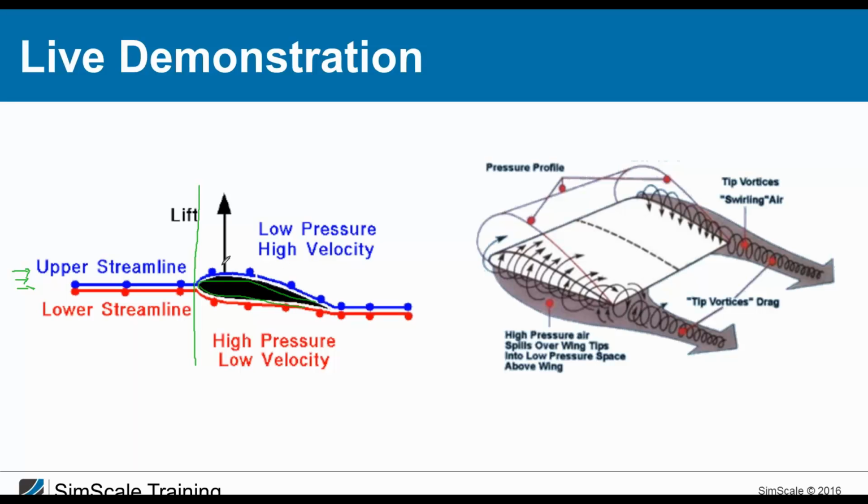This means that, let's assume these two streamlines would meet at the trailing edge, which is physically not true, but it's a good model, then this would mean that the air on this upper side needs to have a higher velocity in order that both streamlines can meet again here at the trailing edge.